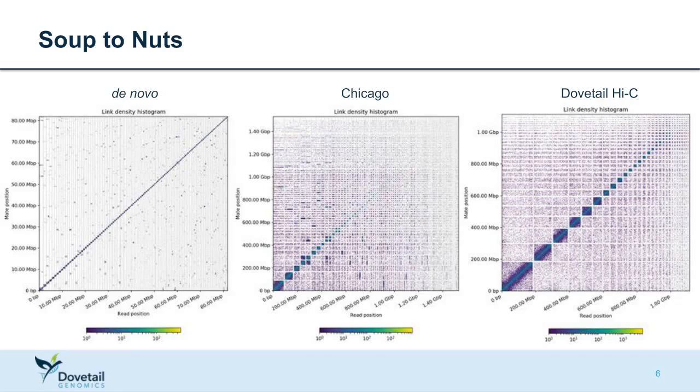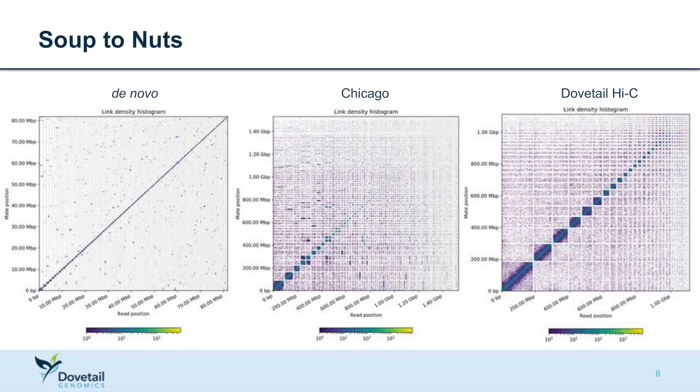each square or box on these plots represents a scaffold from the assembly. The data that is being plotted within those boxes, in all cases, is Hi-C read pairs, and it's specifically the density of Hi-C read pairs. So more intensity on the color scale indicates a higher concentration of Hi-C read pairs mapping across any given pair of positions in the genome.